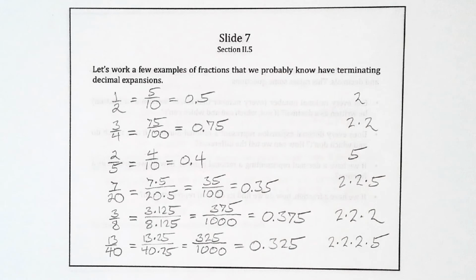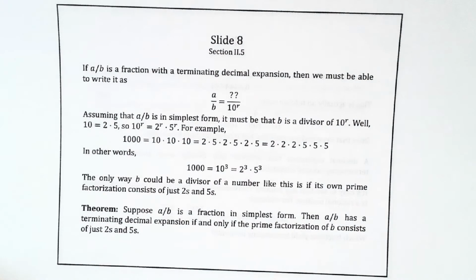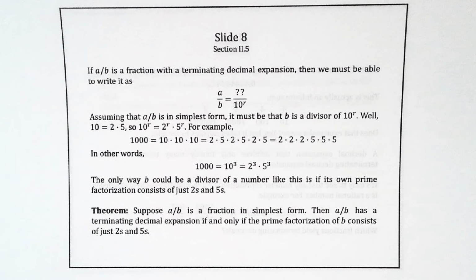So what we might guess here is that you can write a fraction as a terminating decimal if the denominator is a product of 2's and 5's. So let's think about why that might be true. If a over b is a fraction with a terminating decimal expansion, then we must be able to write it as something over 10 to the r, something over a power of 10. Now, if a over b is in simplest form, so we'll assume it's a reduced fraction, that means that b would have to be a divisor of 10 to the r.